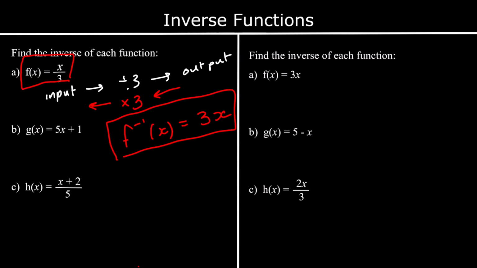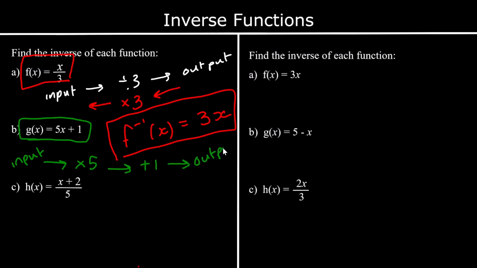For the second one, g of x is 5x plus 1. Again, we're looking for the opposite function. What is the function that will undo our original function? So with a function diagram again, we put the input in, we multiply it by 5, then plus 1, and then we get our output.